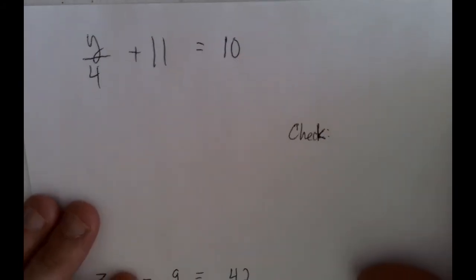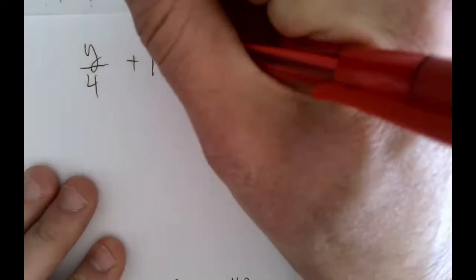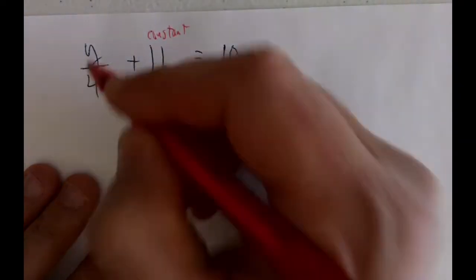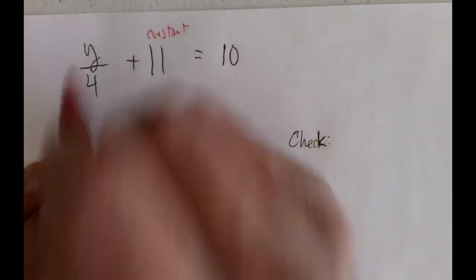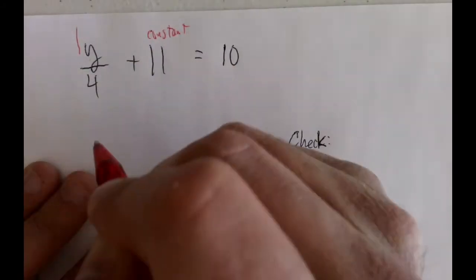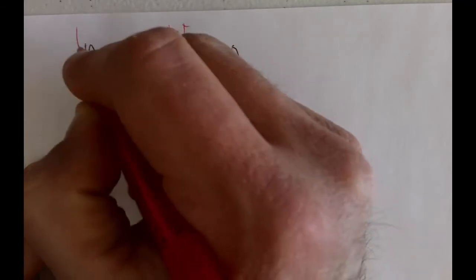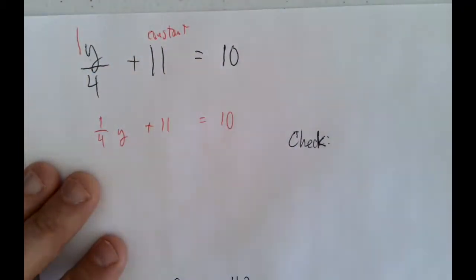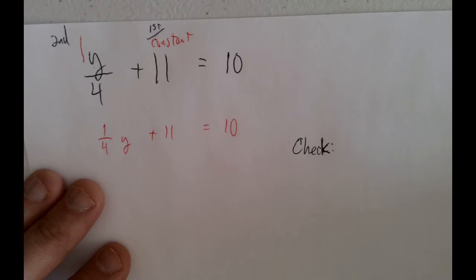So we have y over 4 plus 11 equals 10. We have the constant of 11 and the coefficient over here. Wait a minute. The coefficient is essentially going to be multiplying the variable. So what I'm going to do, there's an understood number beside this y. It's a 1. 1y is y. So y divided by 4 is the same thing as 1/4 y, right? Plus 11 equals 10. So what I've got to make sure I remember is that I want to take care of the constant first, and then I'll get rid of the coefficient second.